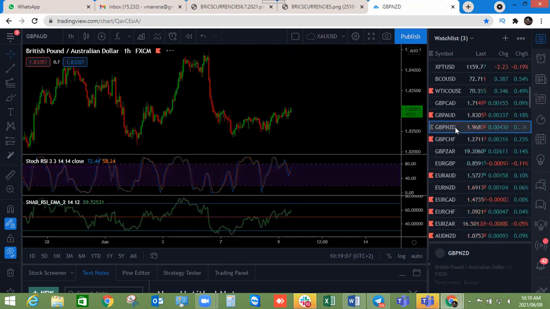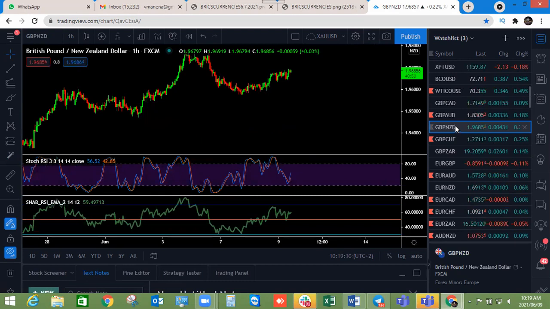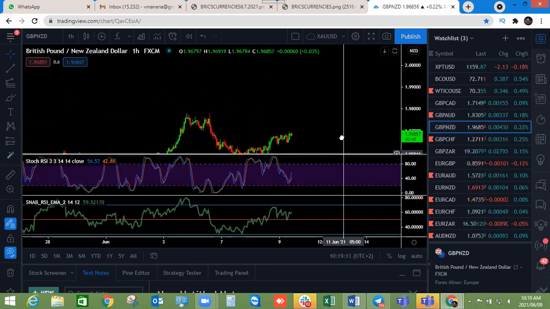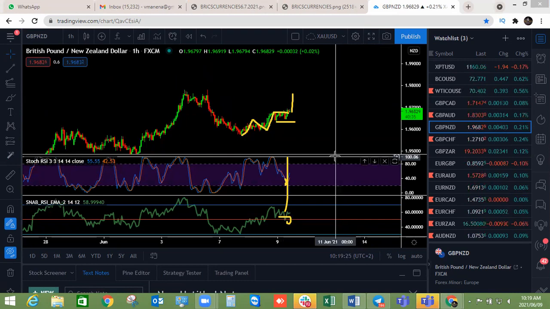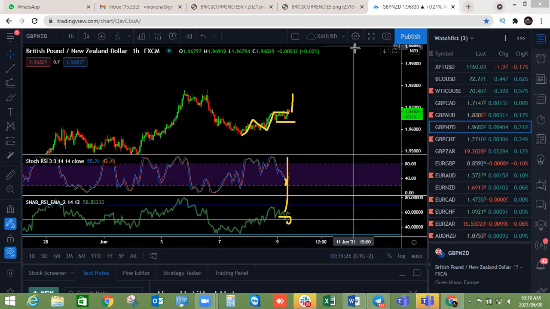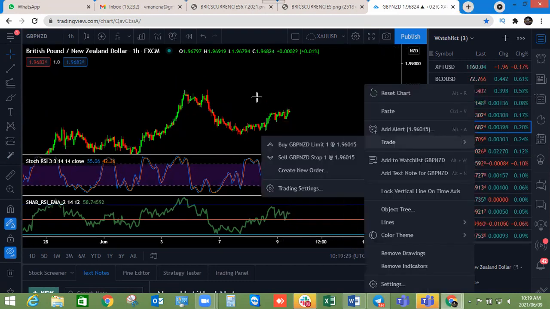The pound New Zealand. Same, but we're seeing more upside here. This would have looked like a 3-wave structure, but this is showing continuation to the upside. Upside, upside. Okay, we should see more upside here on pound New Zealand.